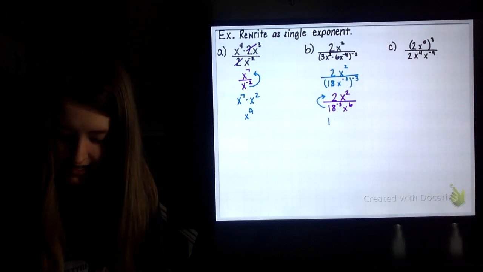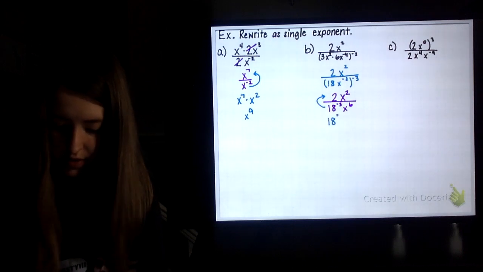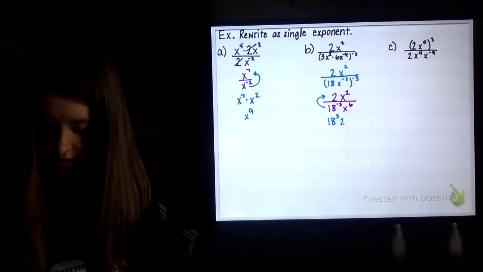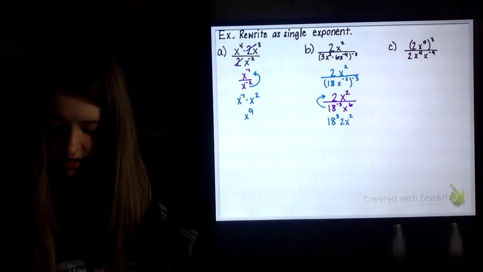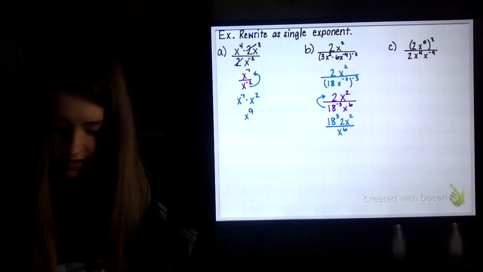So now I have 18 to the positive third power, 2x squared, over x to the sixth.